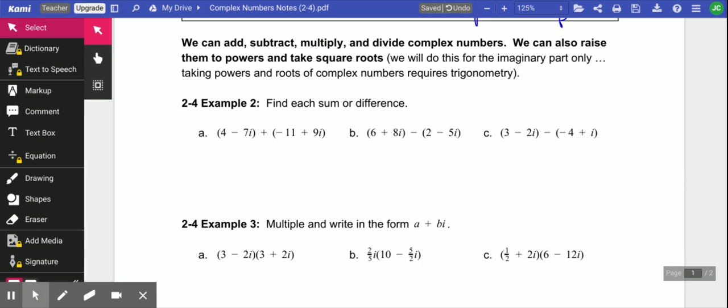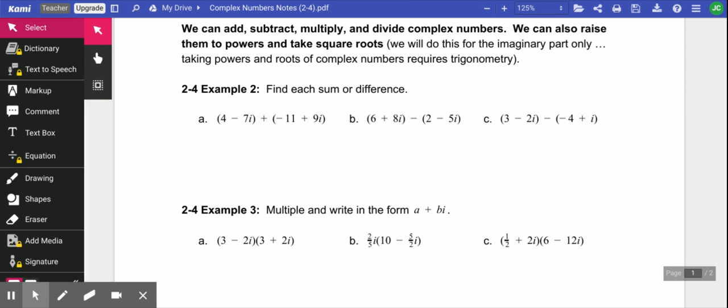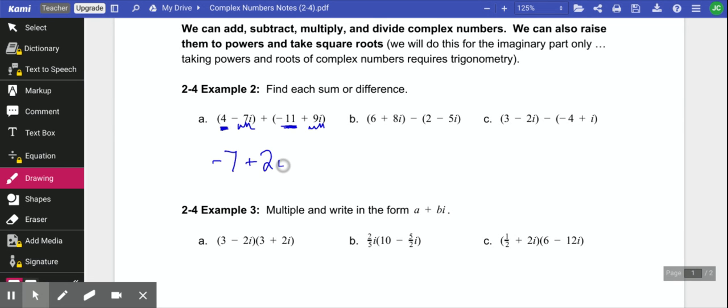When we do powers and square roots, we only do it on the imaginary parts. It can get more complicated. We'll talk about that more next year in trig, but let's just go to adding and subtracting. So we have two complex numbers here, 4 minus 7i and negative 11 plus 9i. To add these, it's like terms, okay? You're going to add the real parts, and then you're going to add the imaginary parts. So we get negative 7 plus 2i.